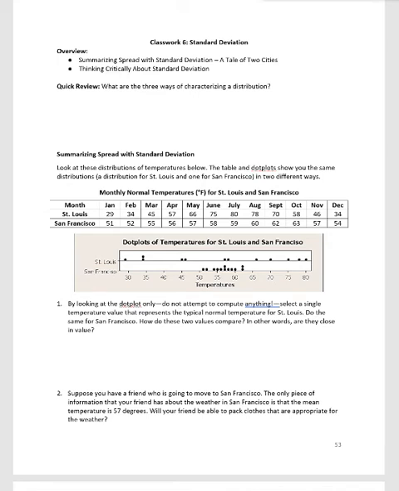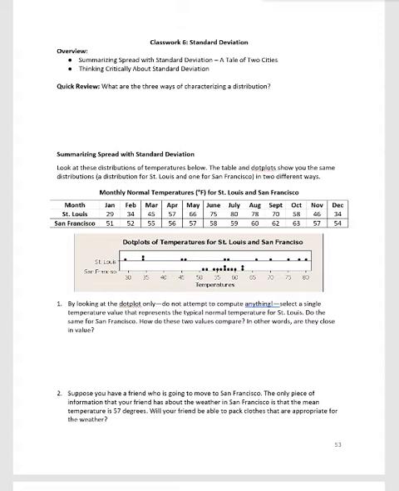Here's Classwork 6, Standard Deviation. Now I'm going to go straight through, but I'll pause a little bit between each problem so that you can pause the video and reflect and have a chance to write down your thoughts.